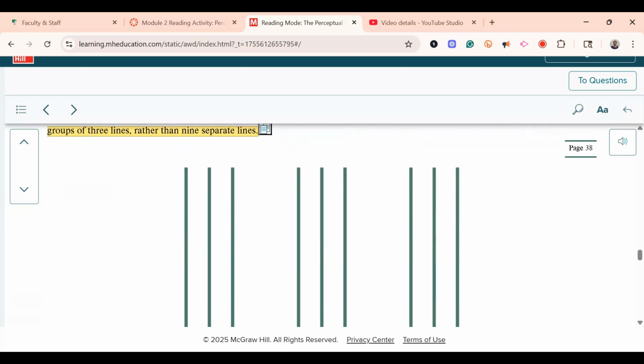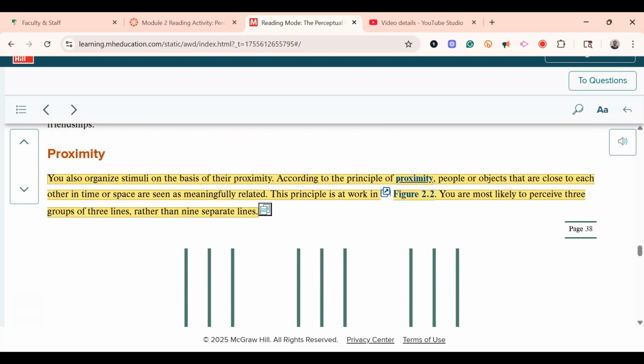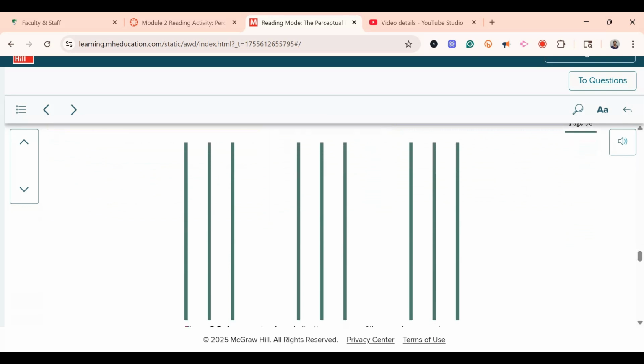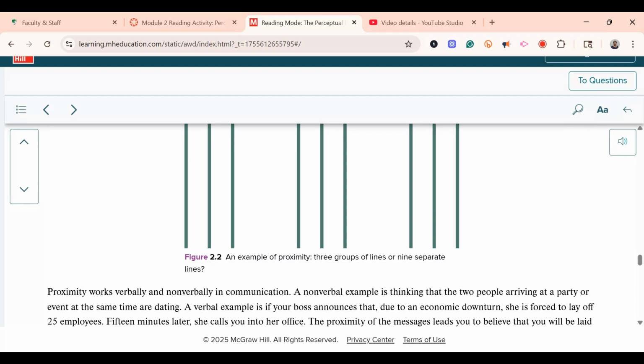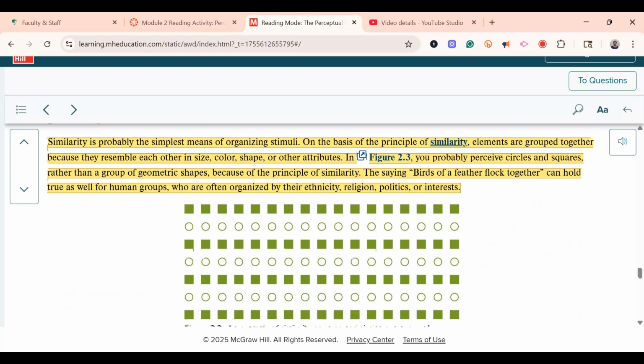Now, take a look at these lines. This is what's called proximity. What do you see? What was the first thing you saw? Did you see three groups of green lines, which is nine? Did you just see white spaces? What did you see? And that is proximity. It's the way you perceive things in terms of proximity.